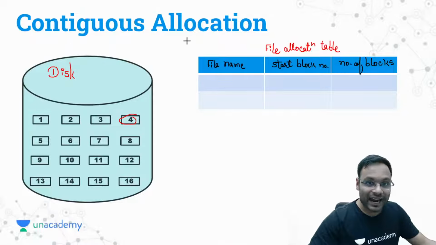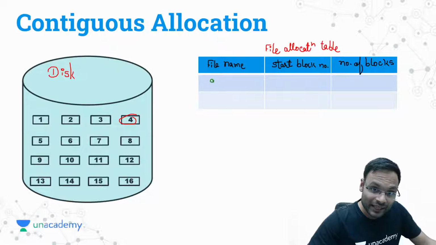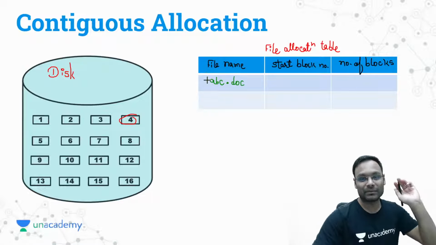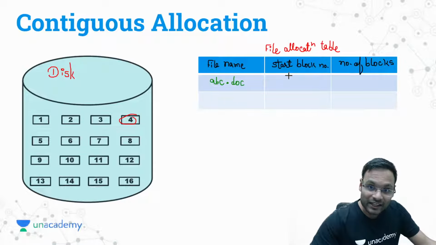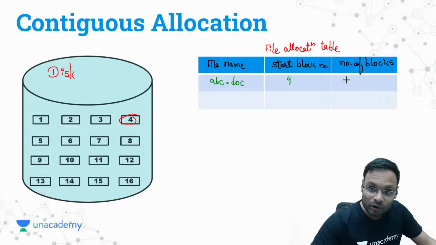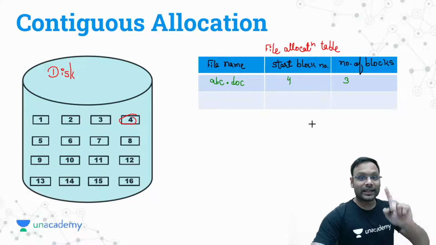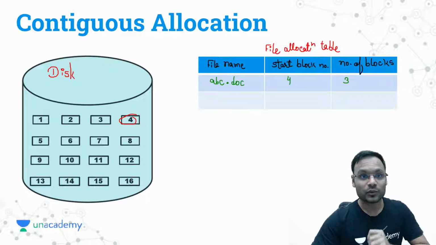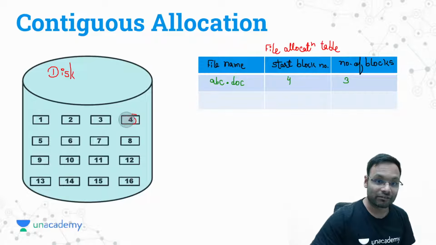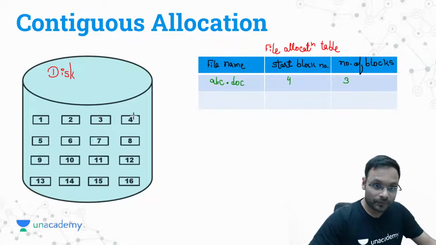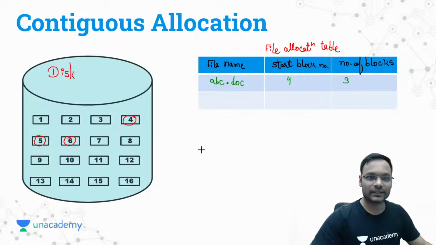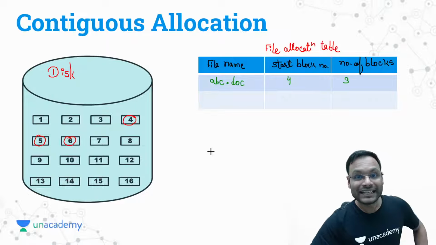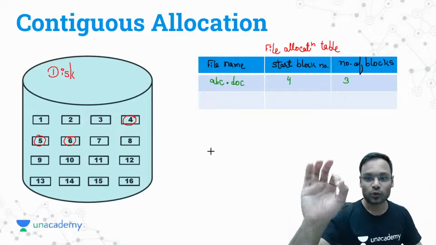Let's say I do have a file abc.doc. Document type, file name is abc. Its starting block is 4 and the total number of blocks needed to store it is 3. Can you tell me which blocks will be used to store that particular file? Block number 4, block number 5 and block number 6. These 3 consecutive, contiguous blocks will be needed to store this file.